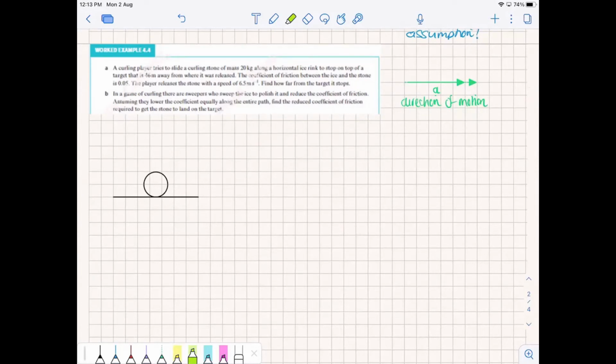I'm sure, I don't know if any of you have watched curling in the Olympics before. It's one of the most bizarre things where they run with a broom to sweep the ice.